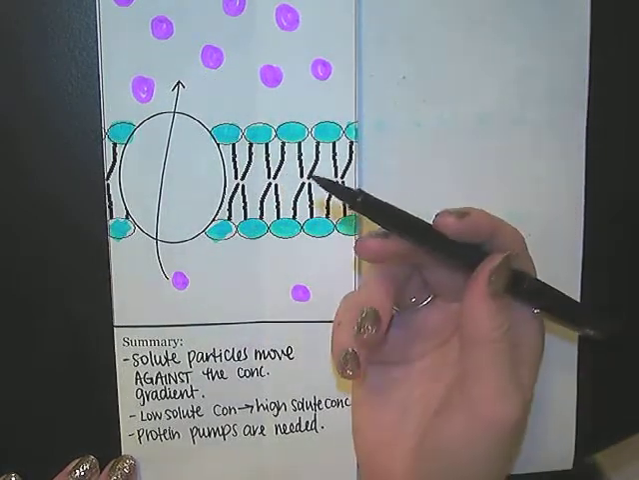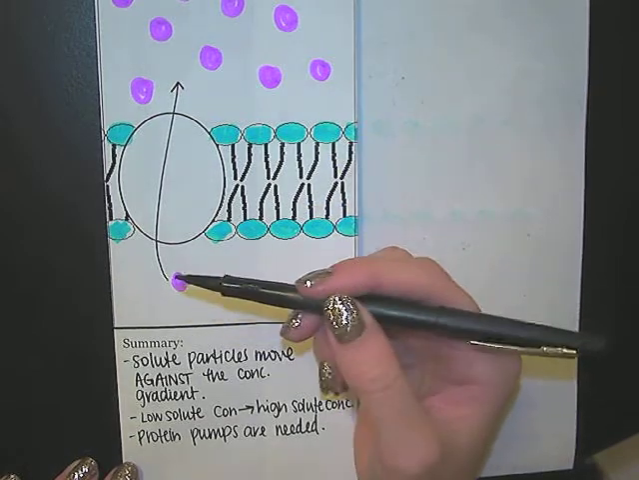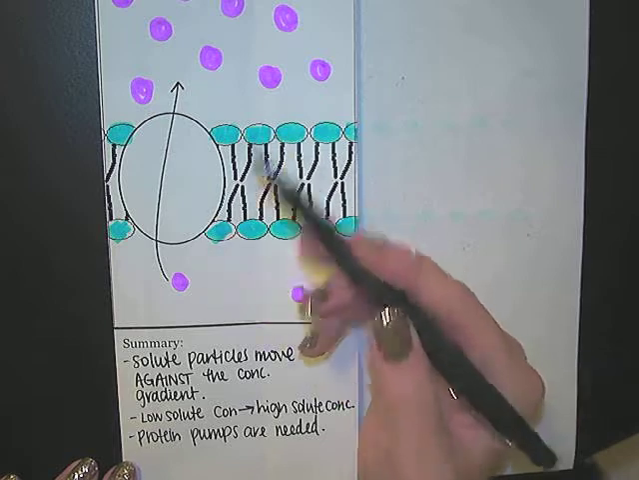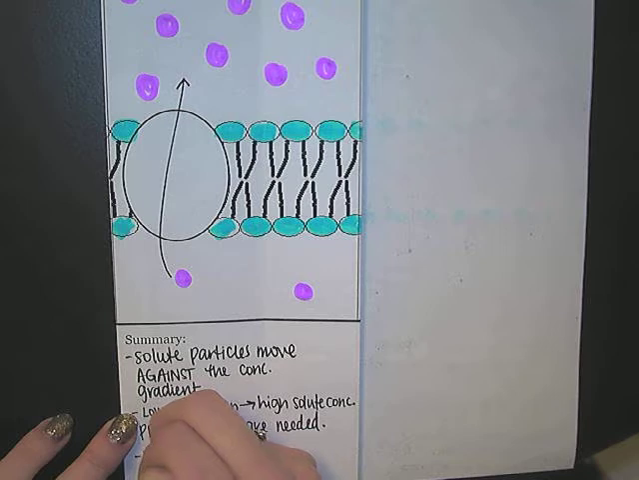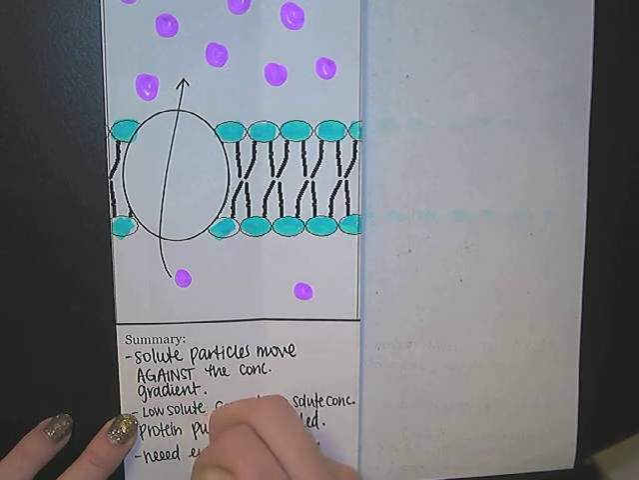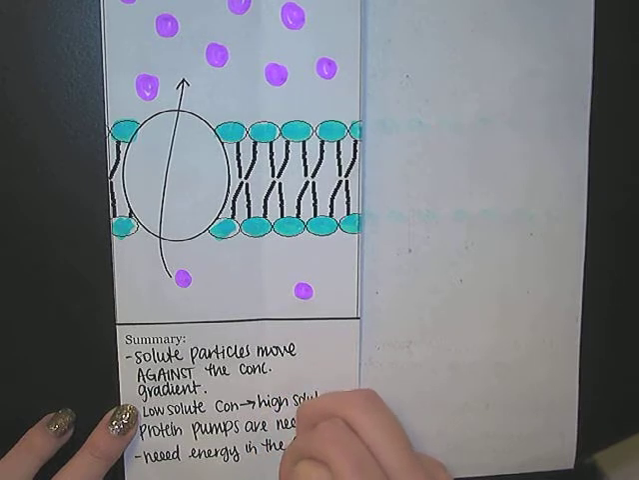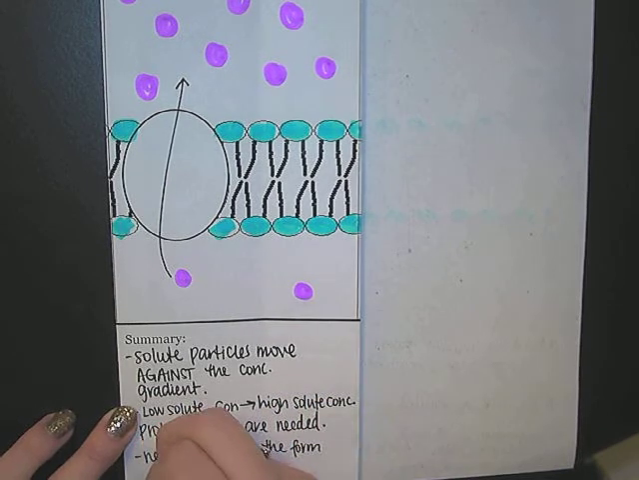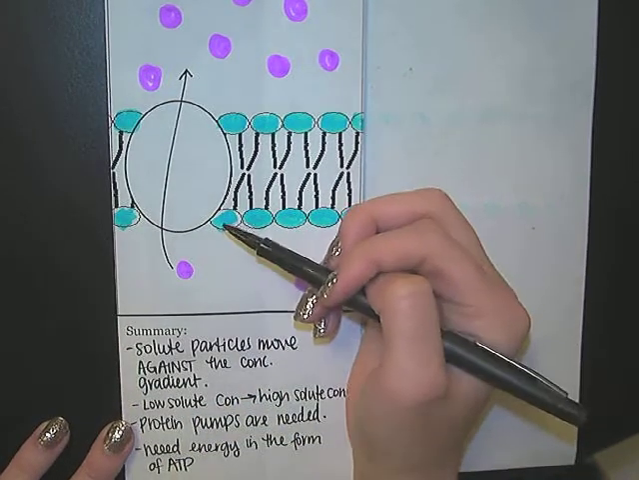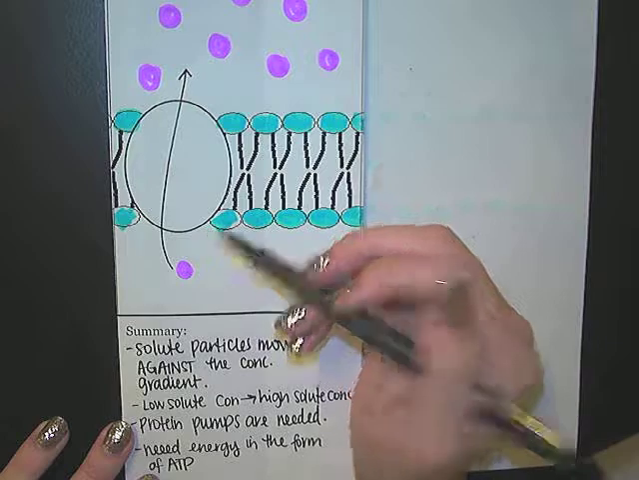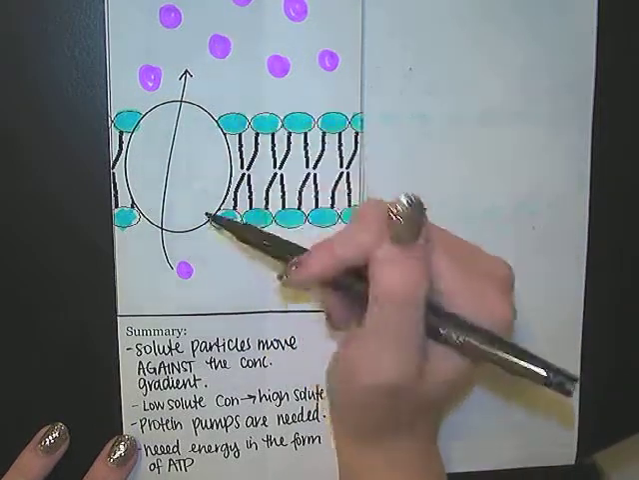So the example that we talked about in class and we did some flip notes on was a sodium-potassium pump. Okay, those molecules were being pumped against their gradient, but in order to do that, we needed energy in the form of ATP. Okay, that ATP, the third phosphate in ATP, is going to phosphorylate the protein, and that is going to cause the change in the shape that's going to move the solute particles against their gradient.